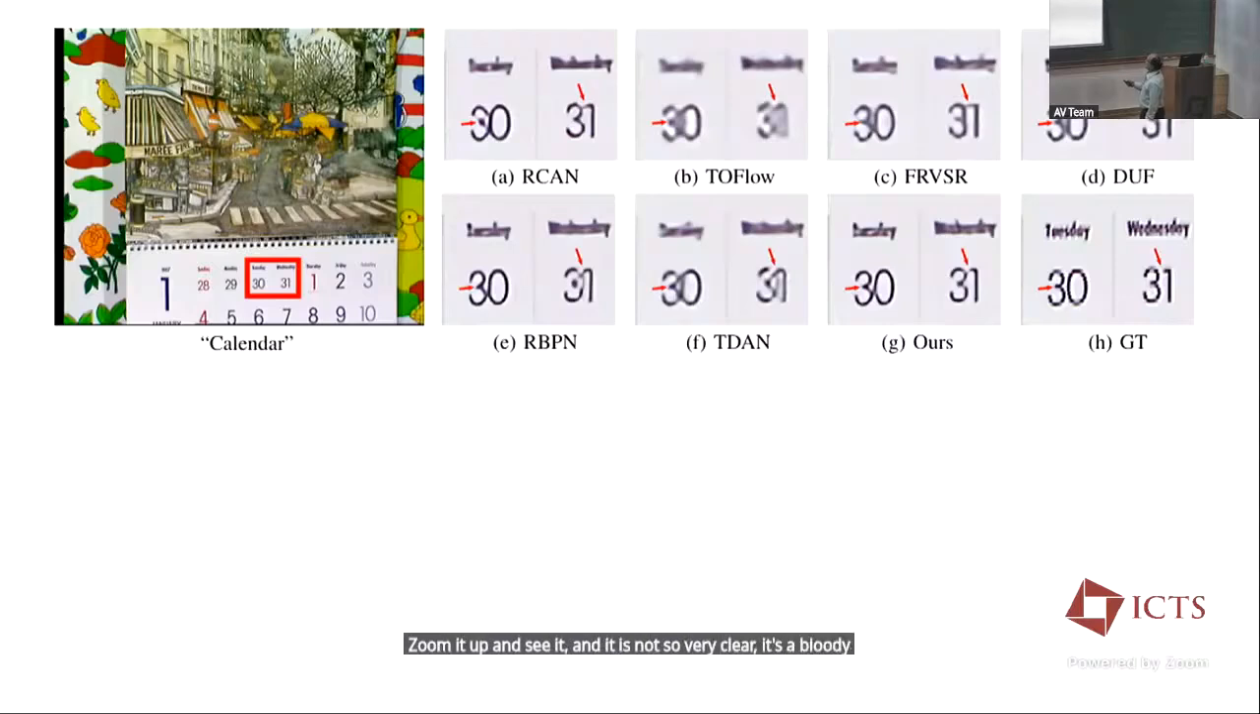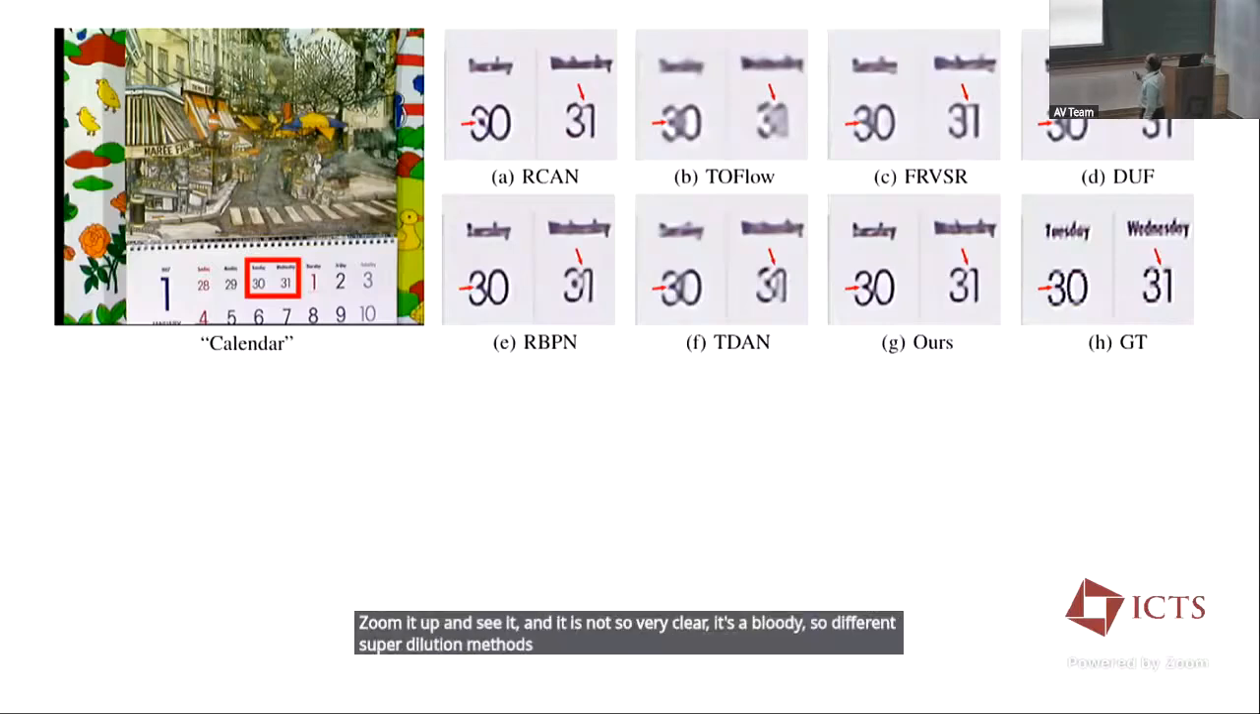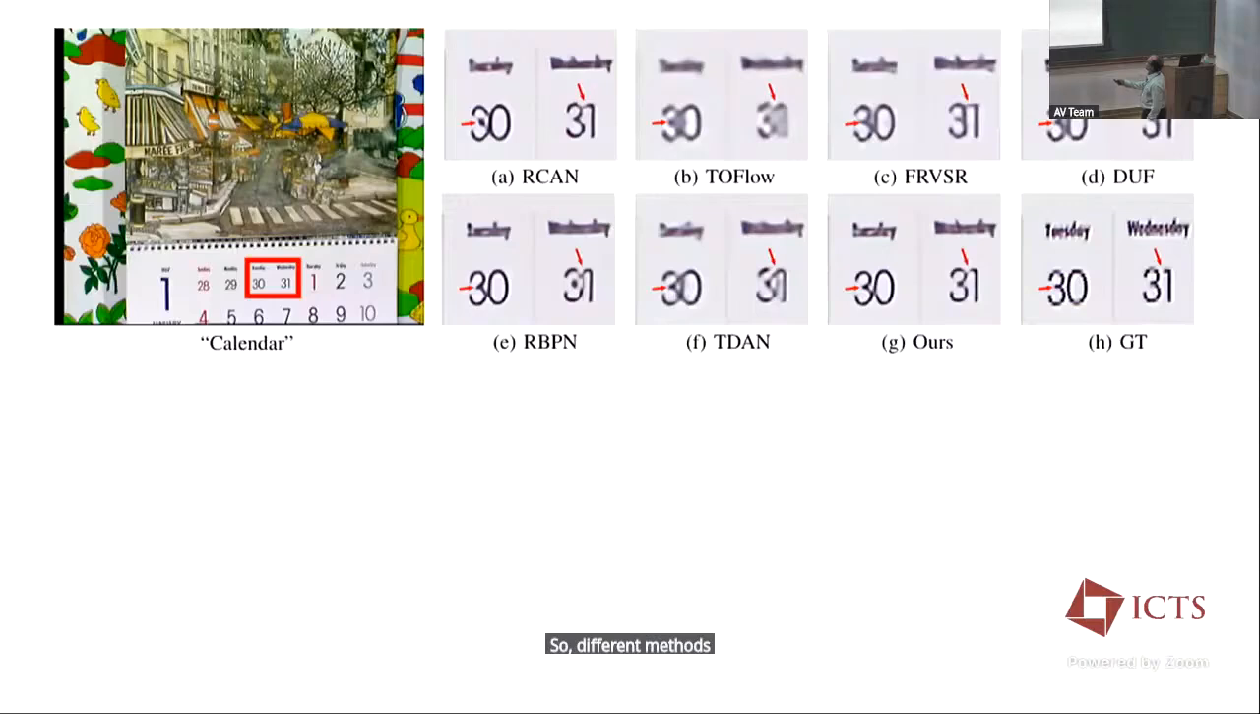So, different super resolution methods. I will also get into these methods because this is a workshop. We need to understand various terms. We will get into these. Different methods have been used to improve this small patch.